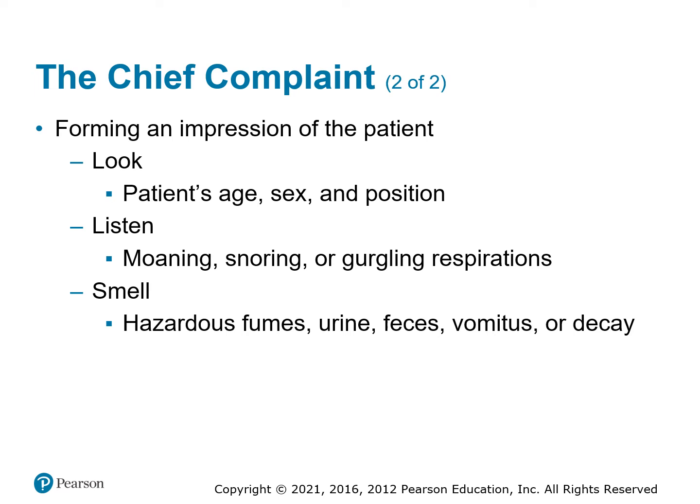There are a few other pieces of information and things to observe when you're getting that chief complaint and forming that impression. Try to get the patient's age, their gender, and their position, because chest pain in a 20-year-old is a lot different than chest pain in a 60-year-old. So those are pertinent pieces of information that go right along with what they're complaining of. And then with that, you want to observe some things. So you want to listen for things like moaning, snoring, gurgling respirations, just listening for anything that's abnormal to try to indicate what might be going on.